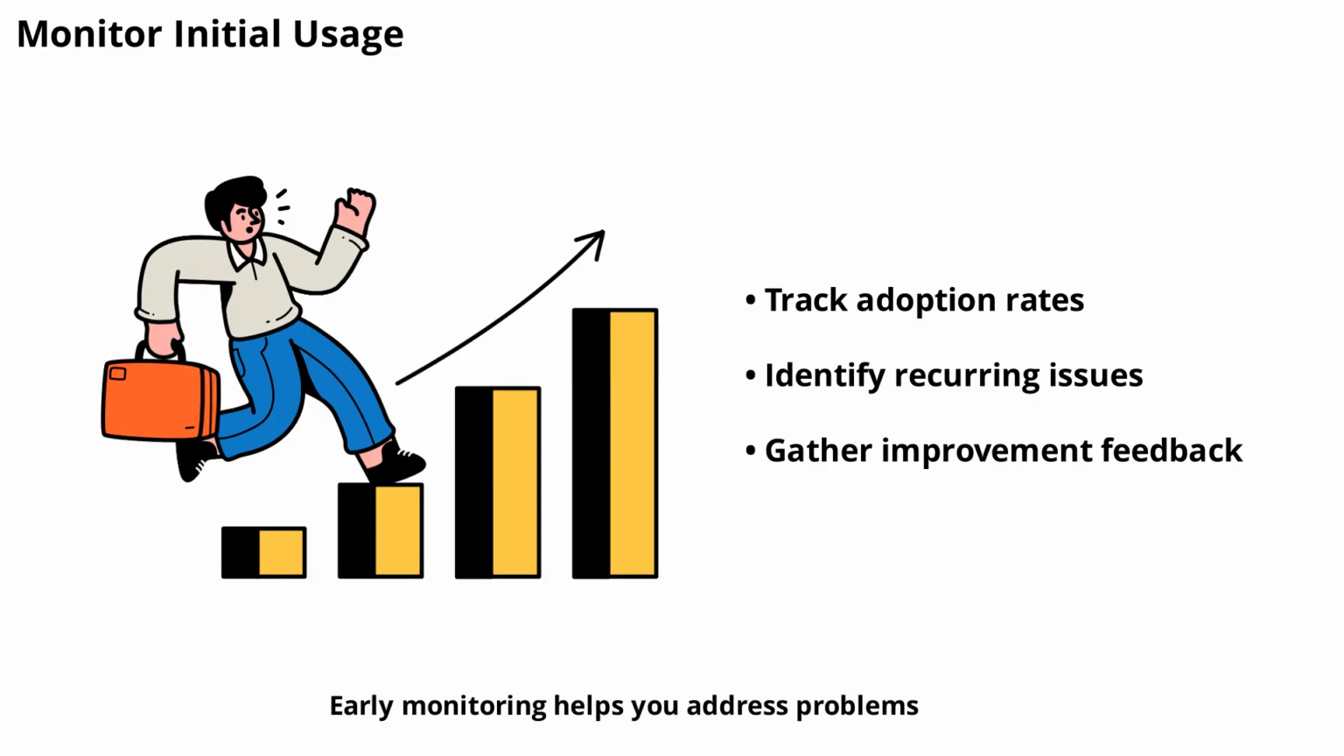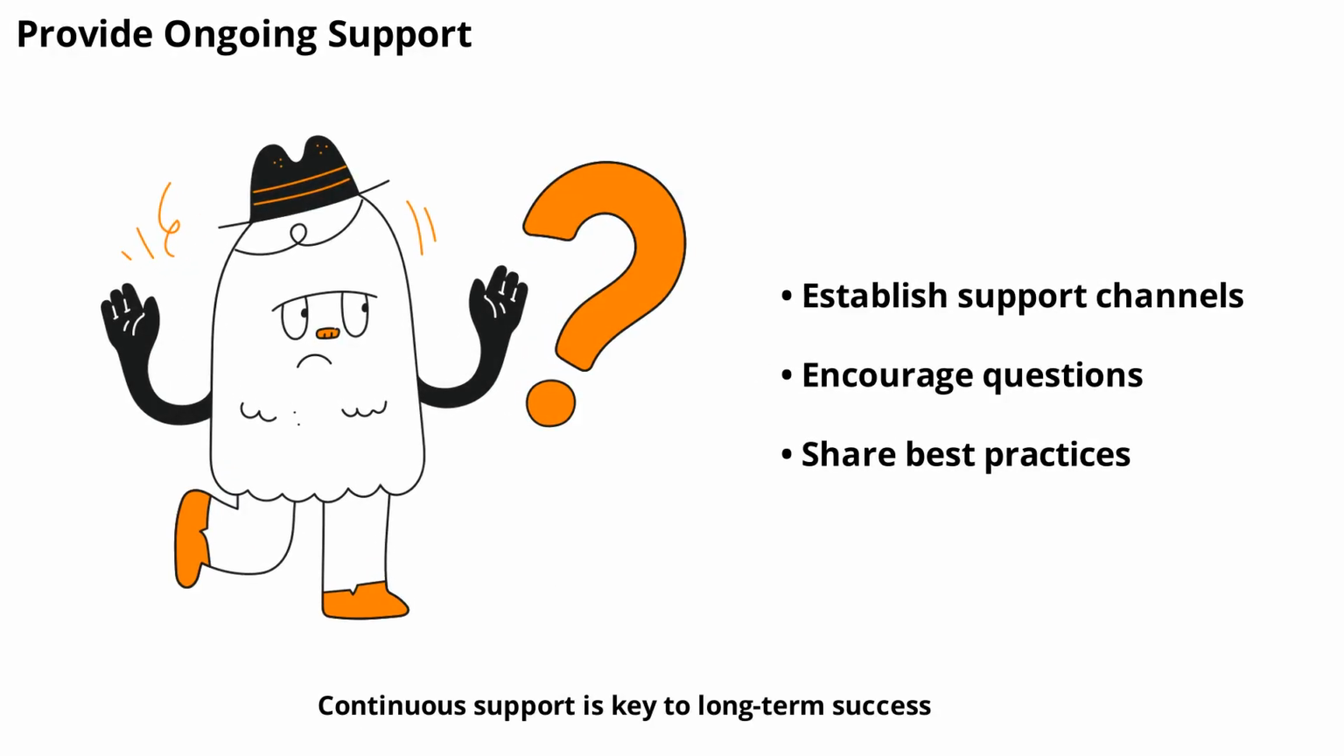Early monitoring helps you address problems quickly and ensures a positive user experience. Continuous support is key to long-term success. Set up a system for ongoing support, whether through internal resources or vendor assistance. Encourage your team to ask questions and report issues, and provide regular updates on new features or best practices.